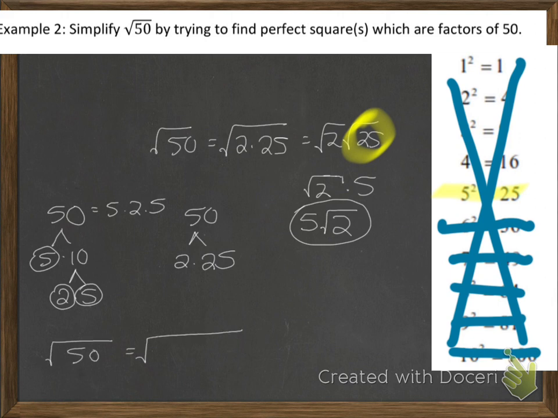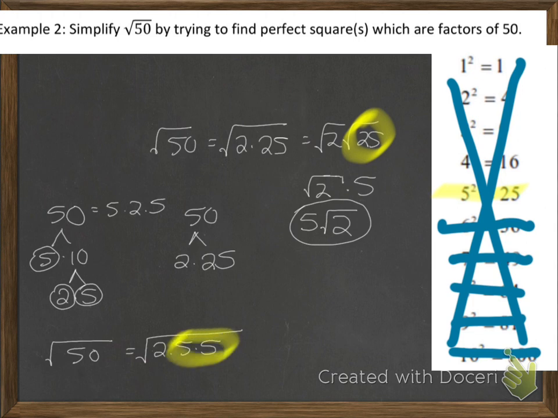If it's okay with you, I'm going to write the 5s next to each other. Okay? So now what we have, we're looking for pairs of numbers, sets of 2, right? Because that's going to give us a perfect square. We can see that we have 2 5s here.